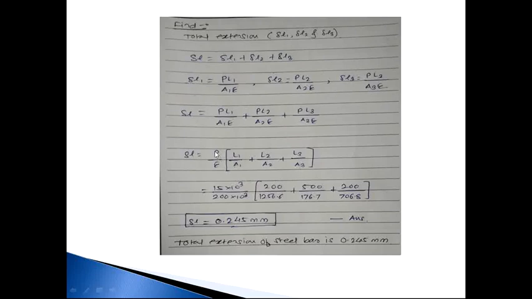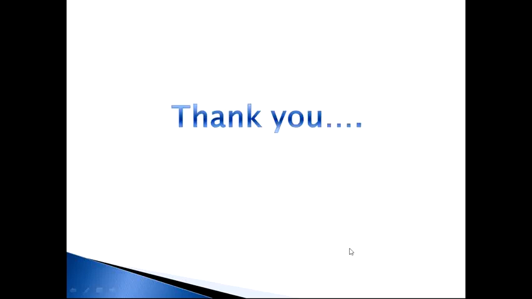And we know all values of P, E, L1, L2, L3, A1, A2, A3. So put all values in this equation and calculate the change in length. So delta L is equal to 0.245 mm. This is your final answer. So the total extension of the steel bar is 0.245 mm. Thank you.